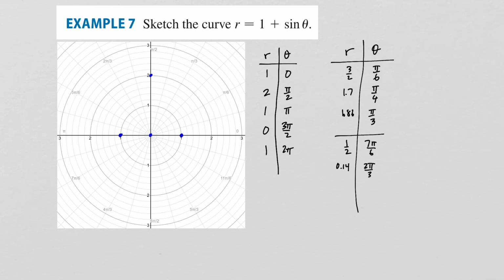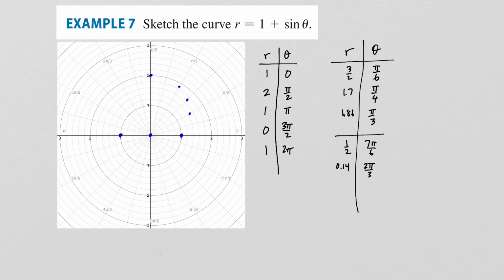So I've plugged in a few additional values for theta. Starting with theta is pi over 6, r is going to be 3 divided by 2, which is 1.5. So that's going to be a point right here. When theta is pi over 4, r is 1.7. So pi over 4 is this angle here. 1.7 is right about there. At pi over 3, we're at 1.86.